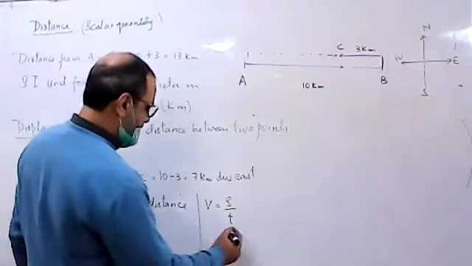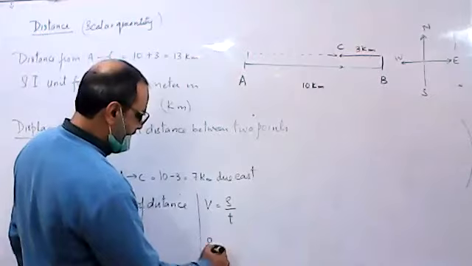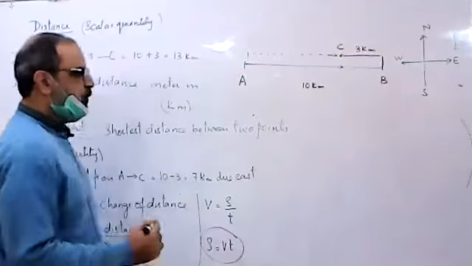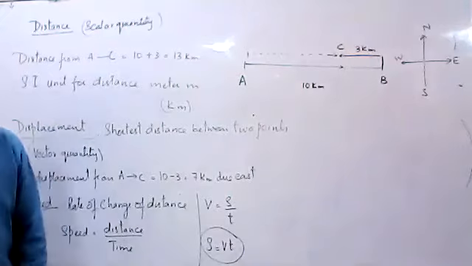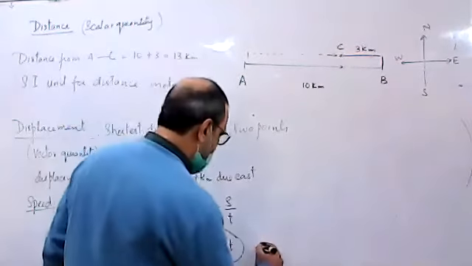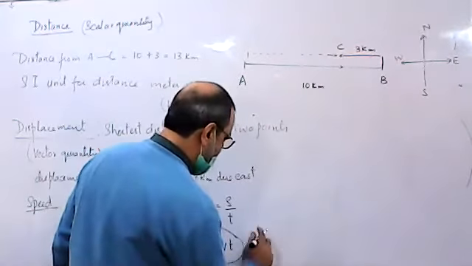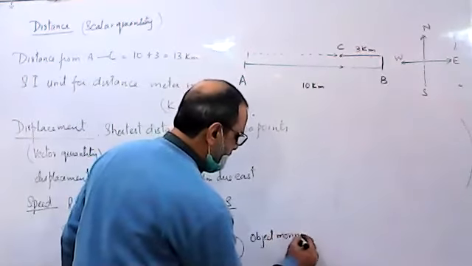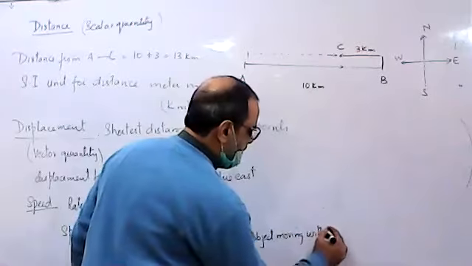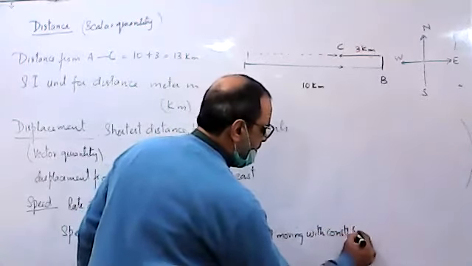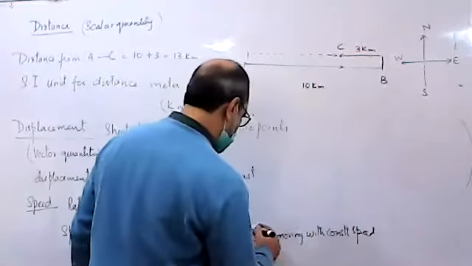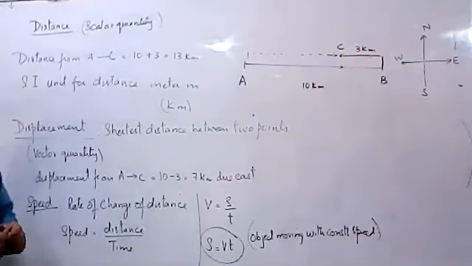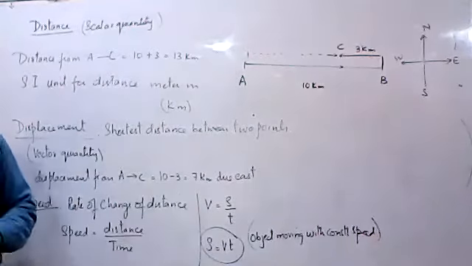Or if we cross multiply, we can write it as S is equal to Vt. So this formula will be used when an object is moving with a constant speed. This formula will be used only when an object is moving with a constant speed. Otherwise, we cannot use it.